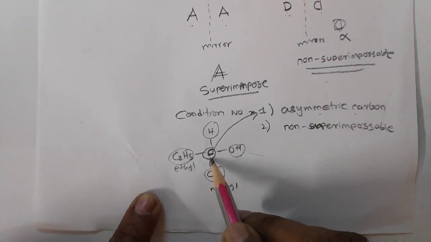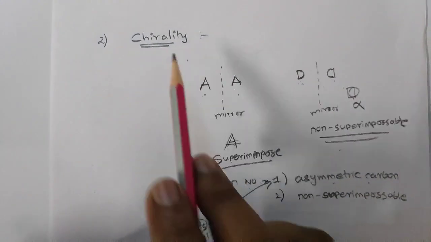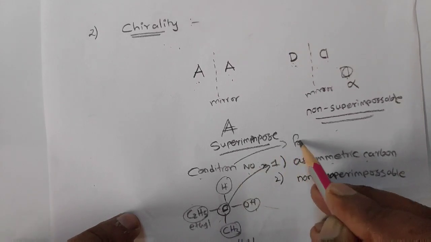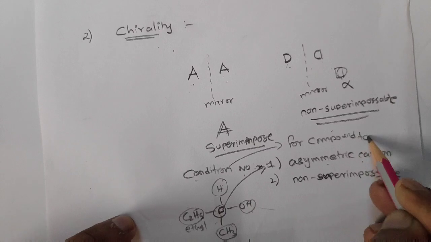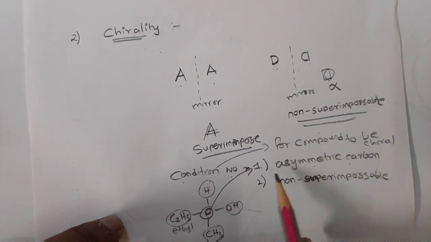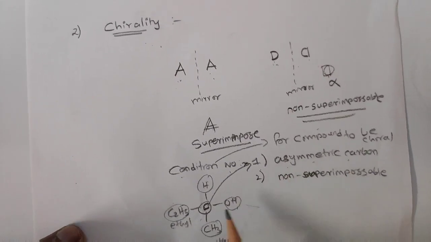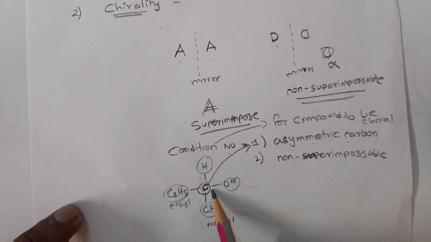Asymmetric carbon. Which carbon? Asymmetric. So which are the two conditions for the compound to be chiral? First condition is it must have an asymmetric carbon. What is the meaning of the word asymmetric? Asymmetric means all the substituents must be different. Then only we call this carbon an asymmetric carbon.